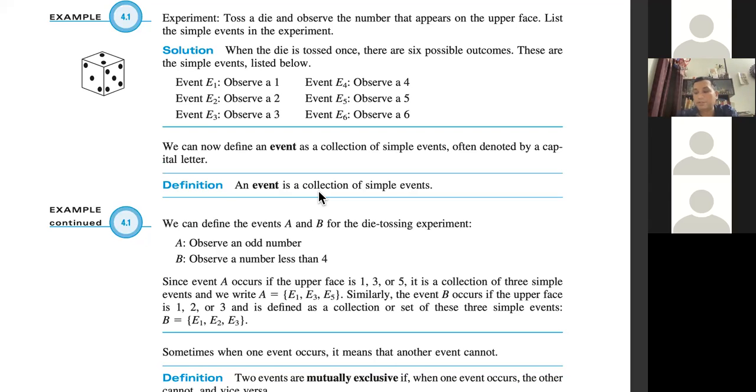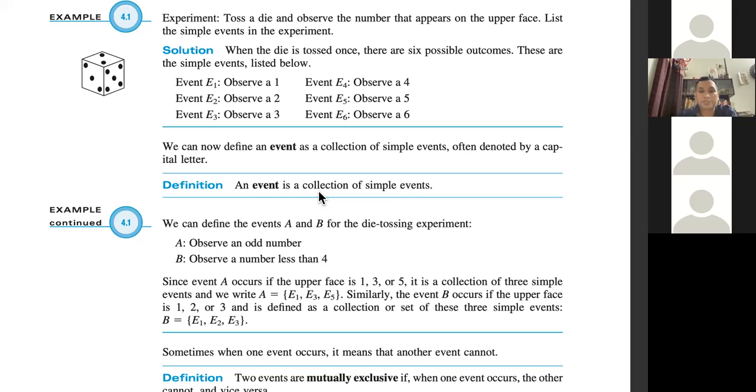We can describe it as an event. Why? In that case, it can have several outcomes. If it comes out on an even number, which numbers? Sir, 2, 4, 6. So that event we can describe as 2, 4, and 6.